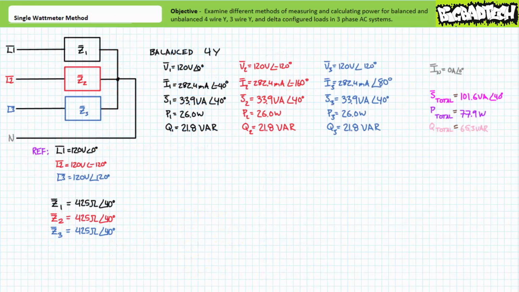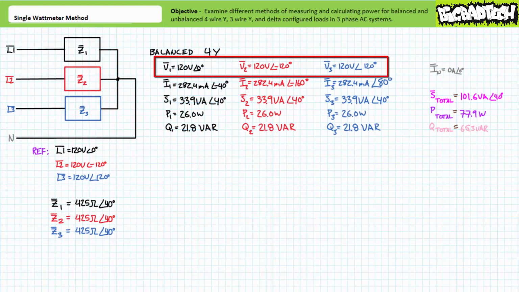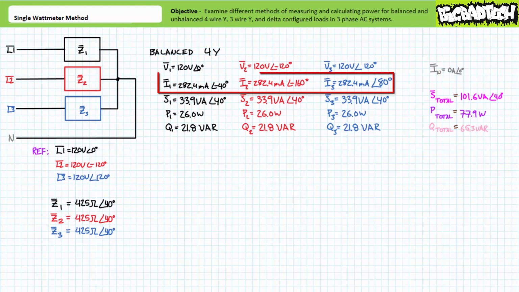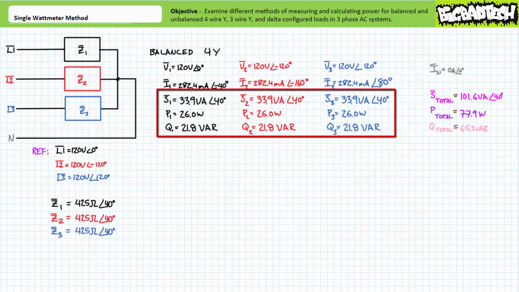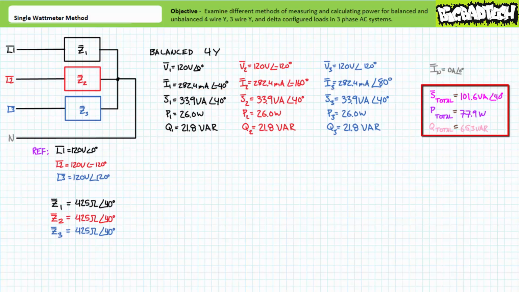Here's the data for the balanced 4-wire Y configuration. Note each branch impedance directly experiences a smaller line-to-neutral voltage, where each line-to-neutral voltage has a relative 120-degree shift between the other phases. Load current magnitude through each identical load impedance exhibits the same magnitude and the same relative phase shift. As a result, each load impedance experiences the same amount of apparent, real, and reactive power. Total apparent, total real, and total reactive power would be an individual apparent, real, and reactive power figure times 3.